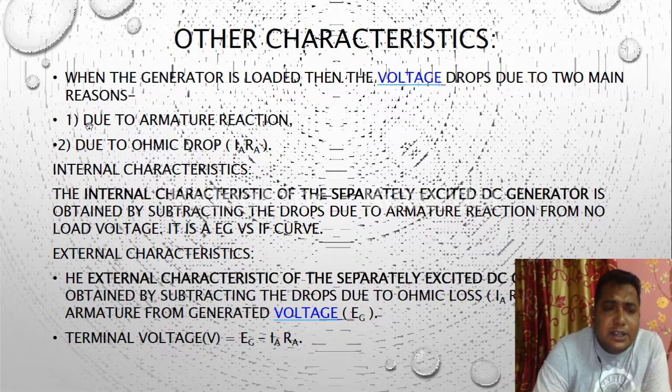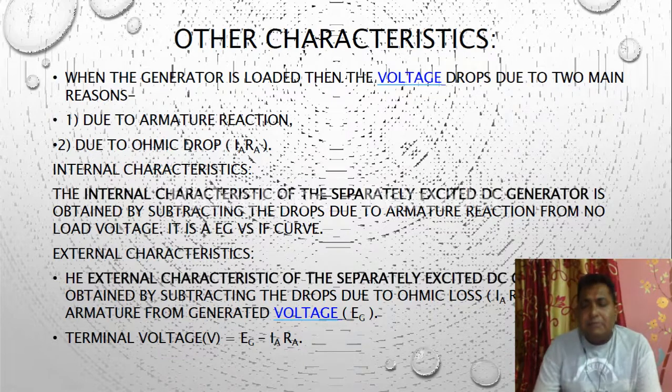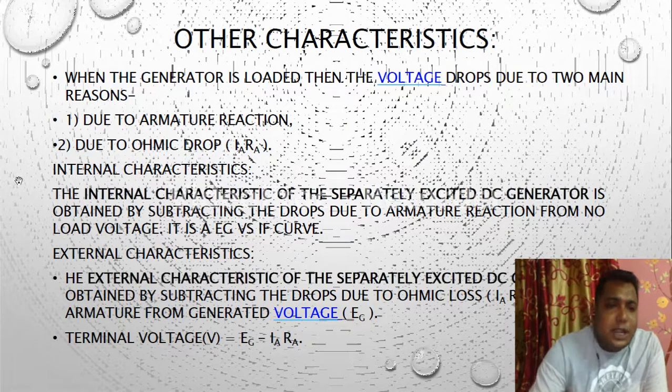What are the reasons? Number one, the armature reaction, and number two, the ohmic drop. That means the armature winding has some resistance, denoted by Ra, and when some current Ia flows through it, what is the drop according to Ohm's law? V is equal to IR, where I is Ia and R is Ra. So the drop will be Ia into Ra. Follow my pointer, that ohmic loss is mentioned here.